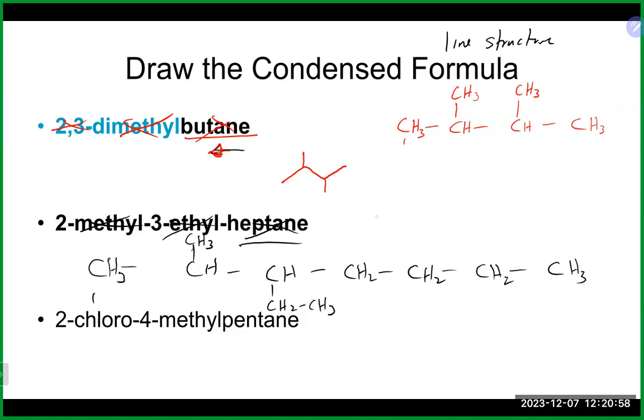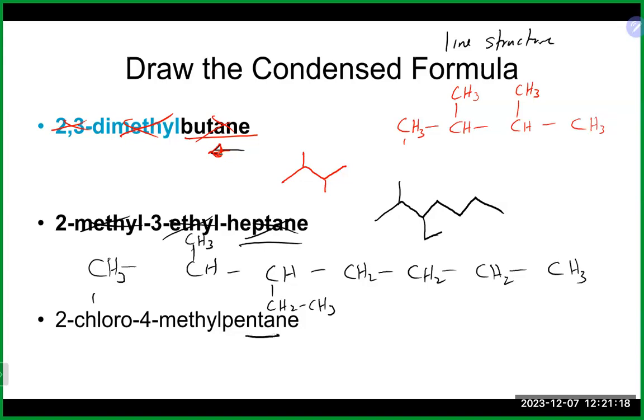Again, if you're going to do the line structure, 2, 3, 4, 5, 6, 7, I hope. And at number 2 would be a methyl, which would just be a line. And then at carbon number 3, a little ethyl. Any question on that one there?